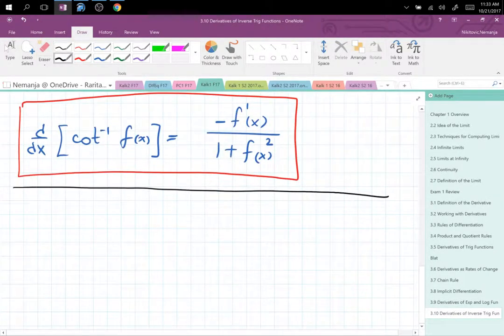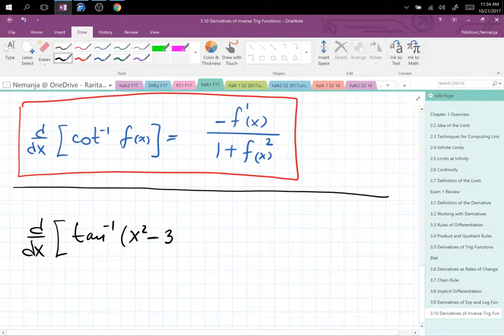Just do 2 or 3 examples and we're done. This is extremely short. The book takes its sweet time to go through derivation of these. If you are interested, please look at those. And for the exam, you can expect to see something like derivative of inverse tangent of, say, x squared minus 3.